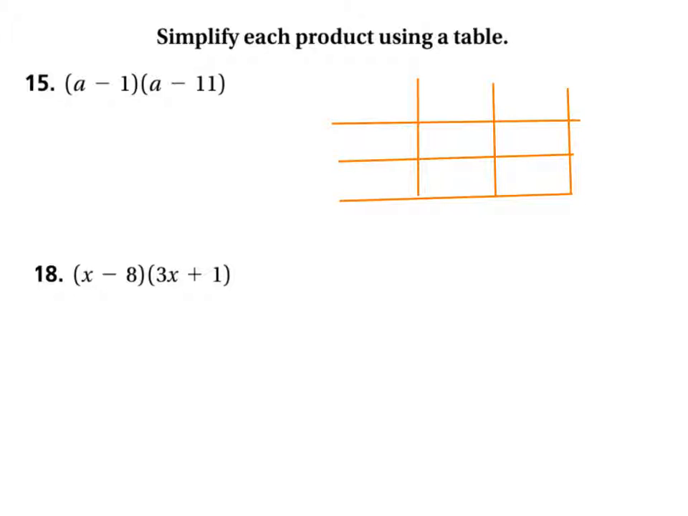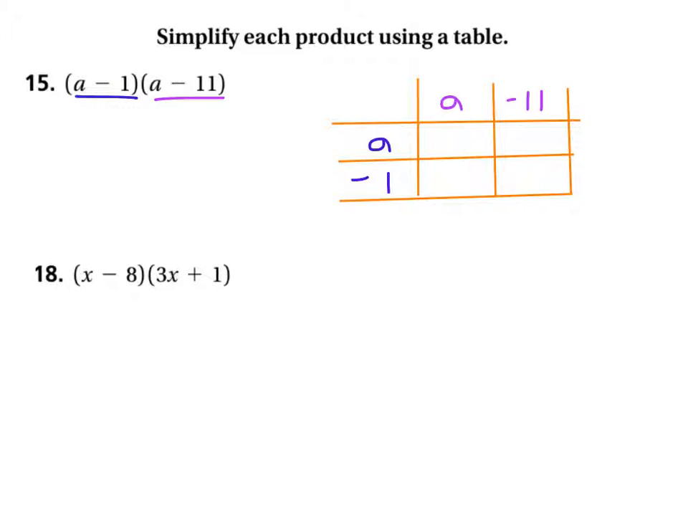And what we're going to do here is take this a minus 1 and write it as a and -1. Those are going to be the two pieces of it. And then we're going to take this a minus 11 and write it as an a and a -11.